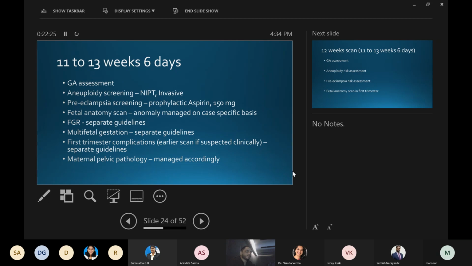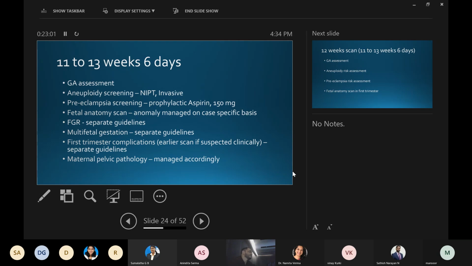And what are we going to do after checking for all these things? That is, we should not only know what to look for and how to look for, more importantly, we should know why we are looking for these things. For example, if there is aneuploidy, then you should know how to screen for aneuploidy and what we can offer to the patient like NIPT or invasive testing. If there is preeclampsia, then we can provide them prophylactic aspirin to prevent and delay the onset of eclampsia until term. And we can do the fetal anatomy scan to look for any anomaly.